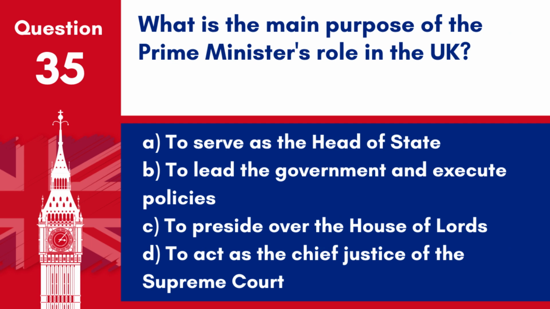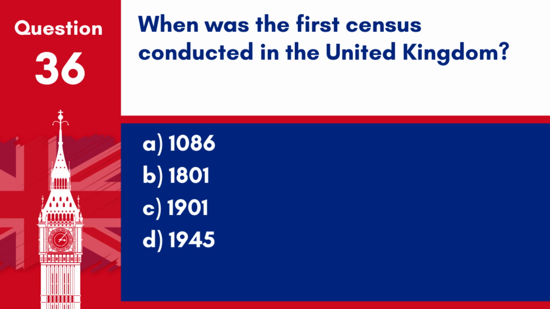Question 35. What is the main purpose of the Prime Minister's role in the UK? A. To serve as the head of state. B. To lead the government and execute policies. C. To preside over the House of Lords. D. To act as the Chief Justice of the Supreme Court. Answer. B. To lead the government and execute policies. The Prime Minister is the head of the UK government, responsible for overseeing the operation of the government and the implementation of its policies.